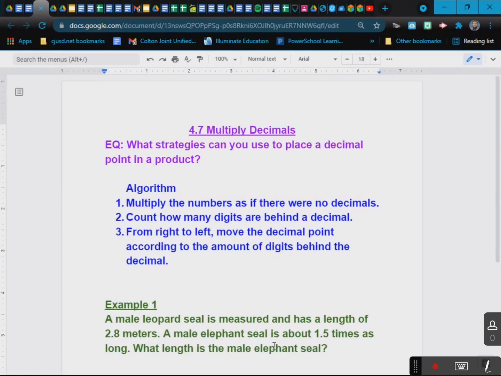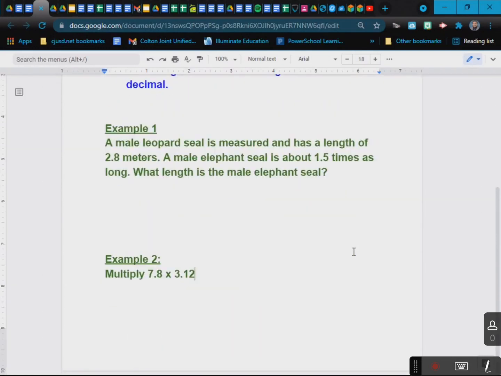So you can pause it if you need to go ahead and write the essential question and the steps. And then I'm going to go ahead and show the examples. You can pause that right now to write down the examples. Give yourself some space so you can work out these examples. Let's go ahead and start with number 1.